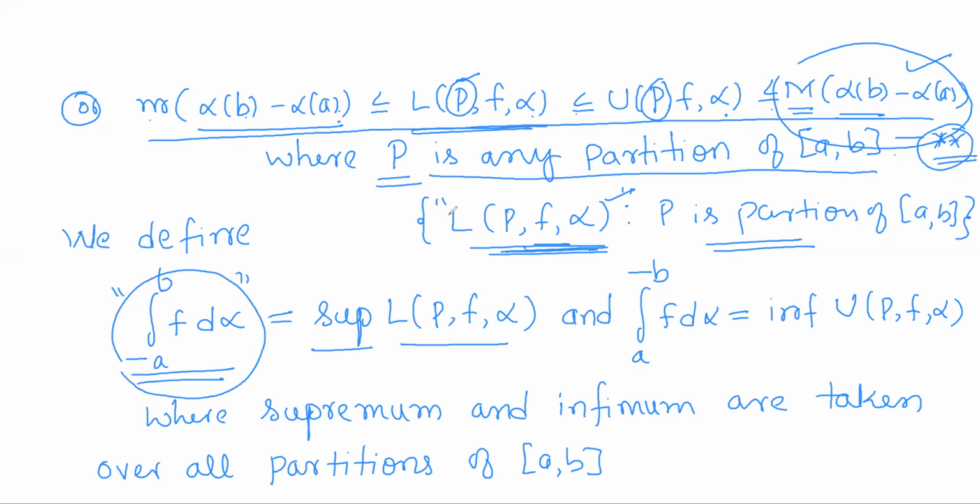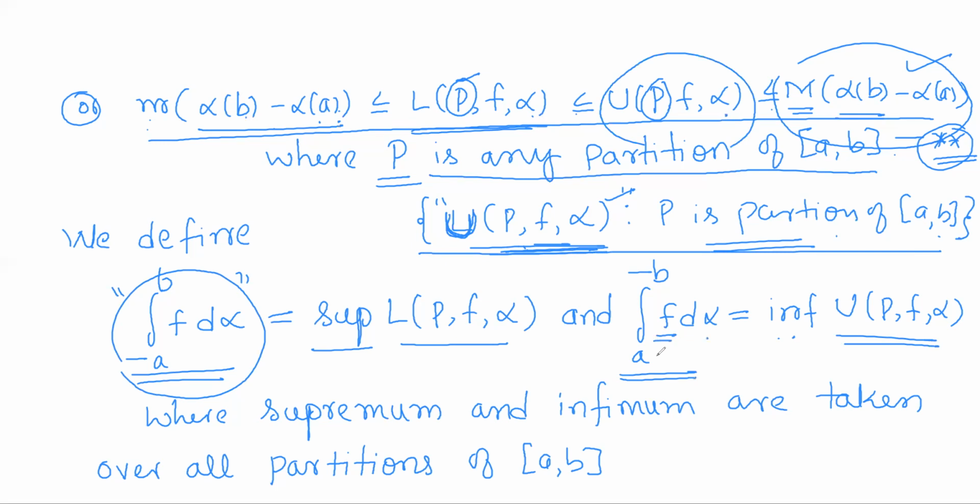So what that means, if you consider all upper Riemann-Stieltjes sums for varying partition P of the closed interval [a, b], then small m times (alpha of b minus alpha of a) becomes a lower bound for all these members. So the set of all upper Riemann-Stieltjes sums is a set of real numbers bounded below by small m times (alpha of b minus alpha of a). So their infimum obviously exists, and we call that infimum the upper Riemann integral of f with respect to alpha over the closed interval [a, b].